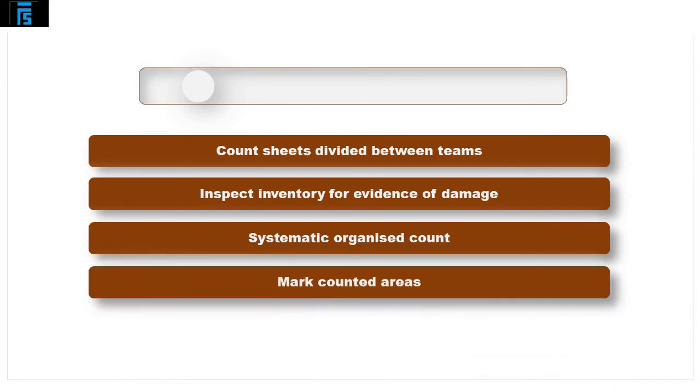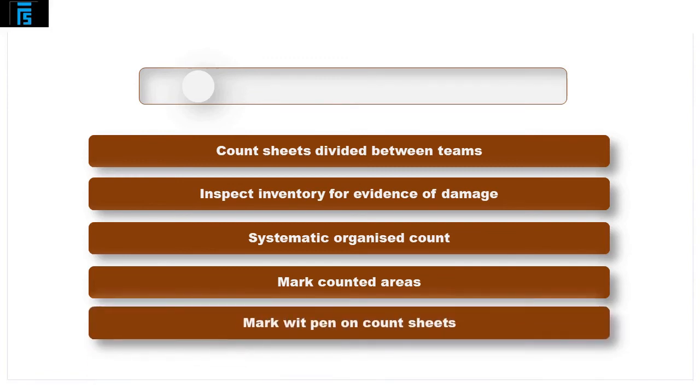Areas can also be marked once counted to reduce the risk of mistakes. When recording the quantities on the count sheets, they should mark in pen and not pencil. This will identify if any changes are made after the count.